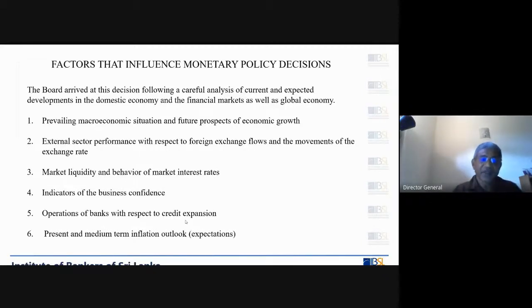Read those press releases carefully and try to identify these factors there. What have they said when they decided to raise the rates, what were the developments with respect to these variables? When they decided to maintain the same rate without any change, what were the developments in these variables? And when they started cutting rates, what were the developments in these areas? Therefore, you have to look very carefully. Then it will be very interesting.